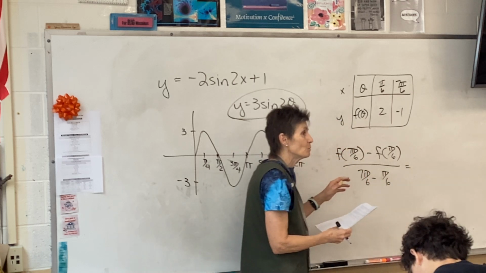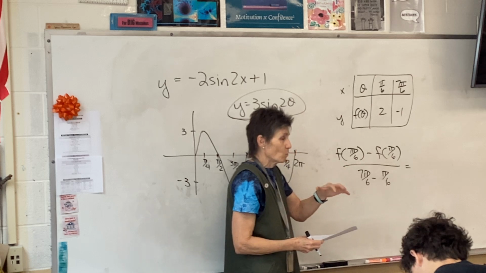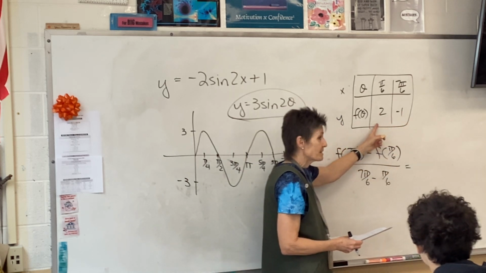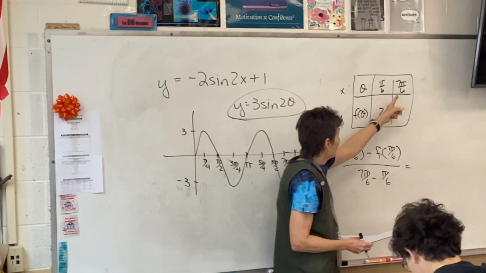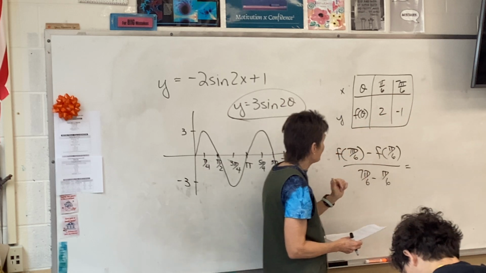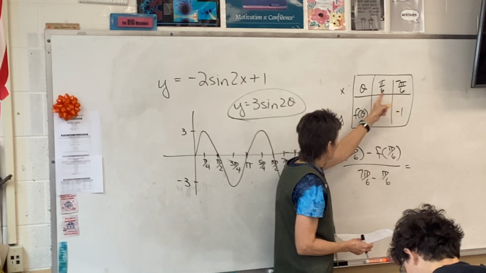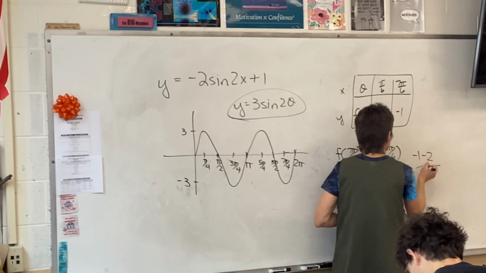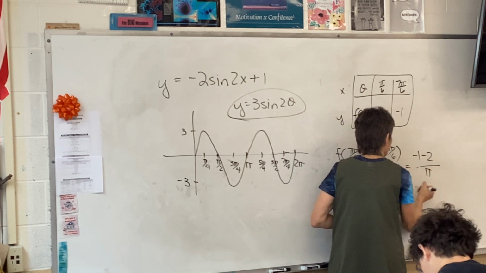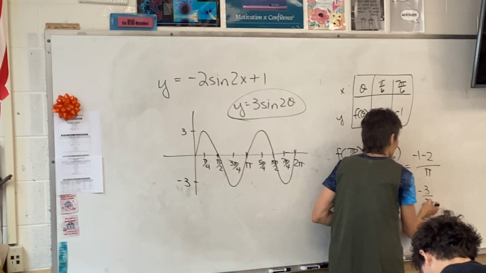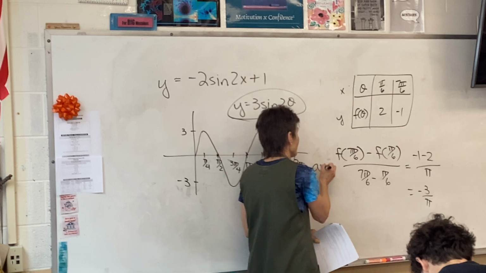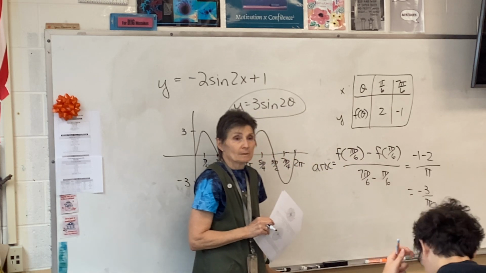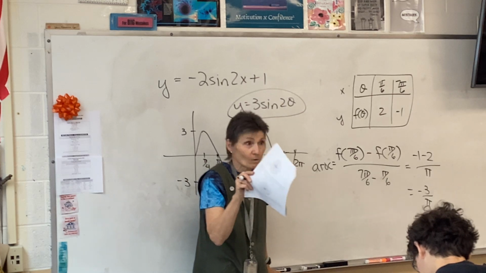Don't be confused just because it's in chart form. You take this y minus this y, so that's f of 7 pi over 6 minus f of pi over 6, over your x minus your x. So that's negative 1 minus 2 over pi. So your average rate of change is negative 3 over pi. Y minus y over x minus x.